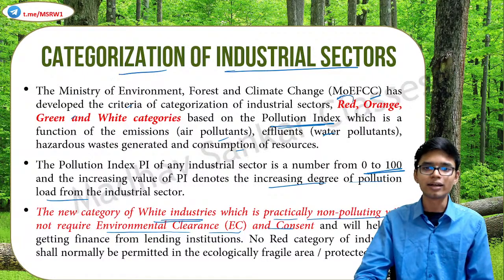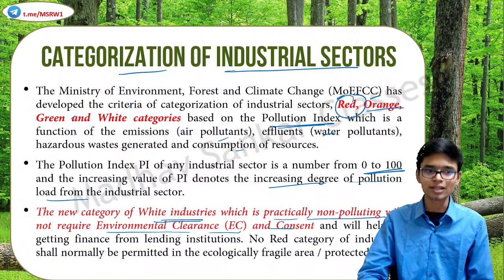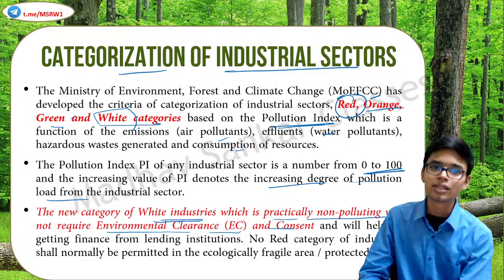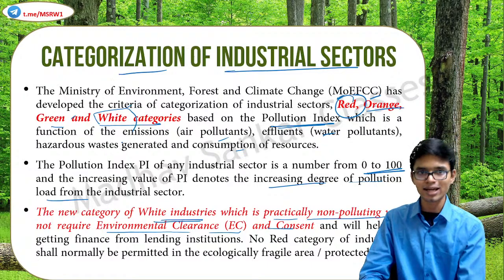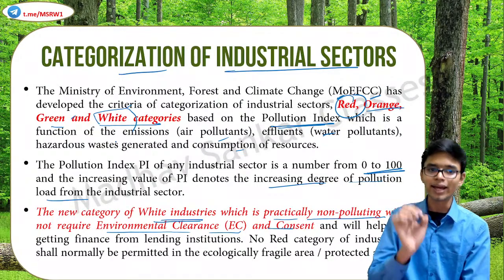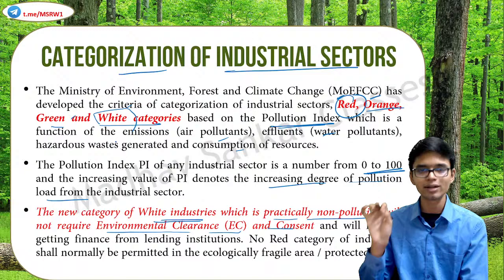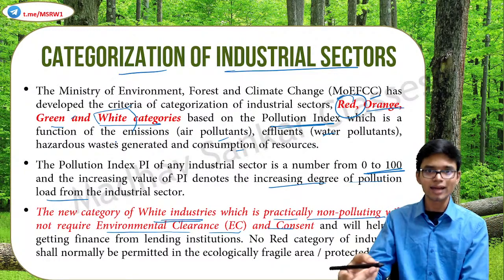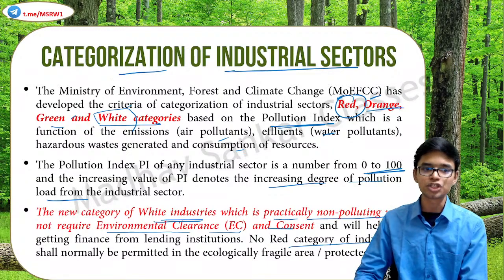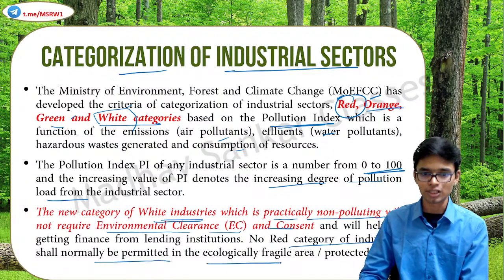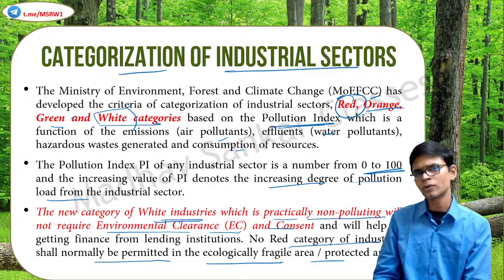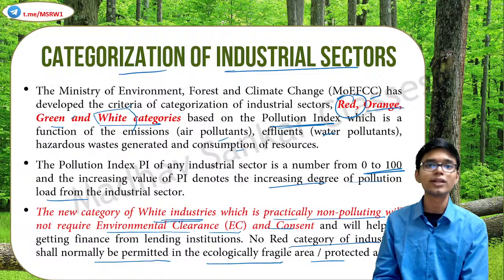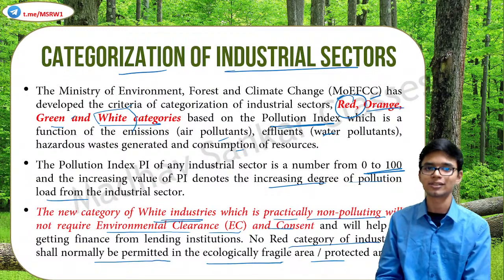So red means they are immensely polluting. Then comes orange, then comes green, and then white. White means 0 pollution. Those industries which come under the white category are practically non-polluting and hence do not need any kind of environmental clearance for setting them up. Just as that, no red category of industries shall be normally permitted in ecologically fragile areas or protected areas. Obvious, huge impact on environment. So red category industries are usually banned in ecologically fragile areas.